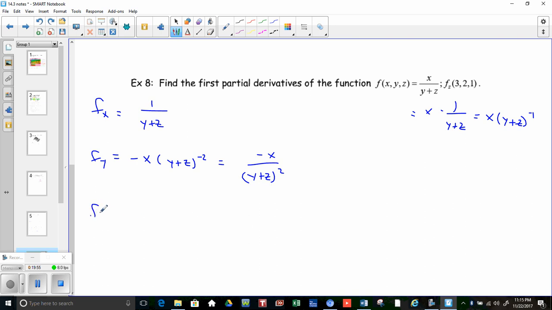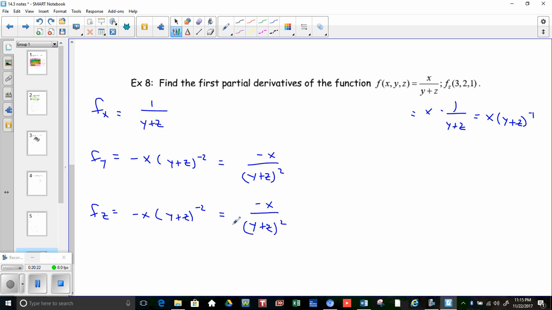And then partial of z, exactly the same concept that we just did here. As a matter of fact, it's going to be exactly the same derivative. So it's going to be negative x times y plus z to the negative 2 times the derivative of the z, which is 1. So we end up with negative x over y plus z quantity squared.